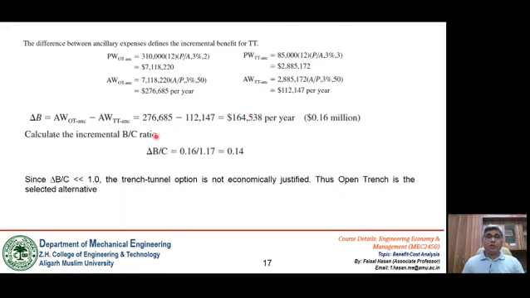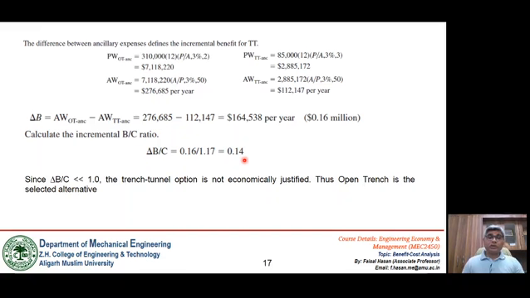Now if we compute the incremental benefit to cost ratio, it is 0.16 divided by 1.17, so it comes out to be 0.14. So the conclusion is that if we are comparing among the two, the larger cost alternative is not selected.